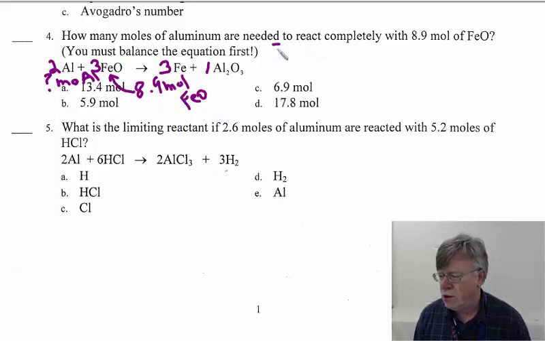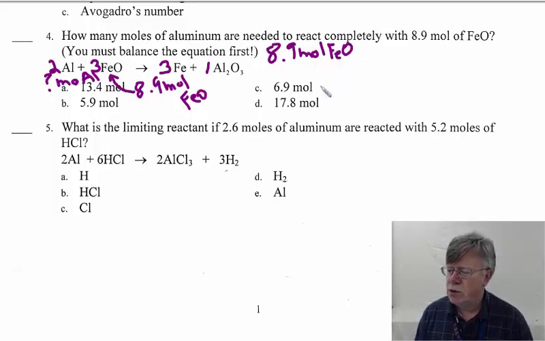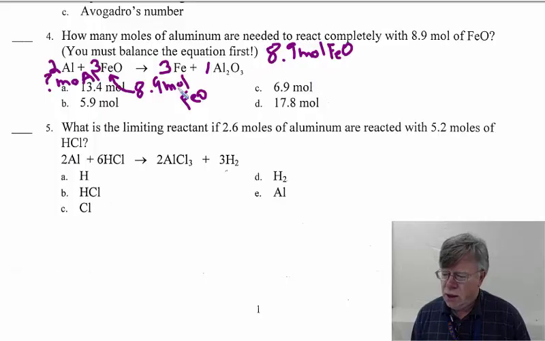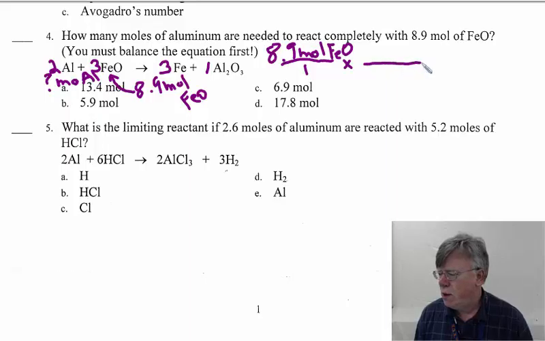So writing that out, let's go ahead and start with the 8.9 moles of FeO. That's iron(II) oxide. Okay, we're not starting with grams here, and the answer is not going to be in grams, so we do not need to use a molar mass to do any conversion. We just have to use the mole ratio to convert this.